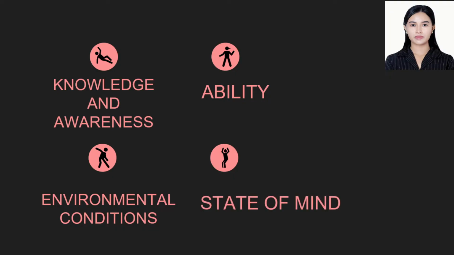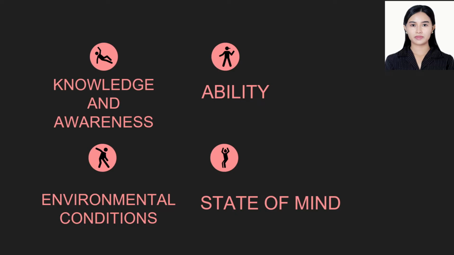Next factor, state of mind. Always be aware of your own and your teammate's condition. For example, if your teammate is tired or distressed, they cannot focus on the routine in the dance. So that is one factor. Teammates who are under the influence of alcohol and drugs are likely to meet an accident. So these are the 4 factors in creating personal safety protocols: knowledge and awareness, ability, environmental conditions, and state of mind.